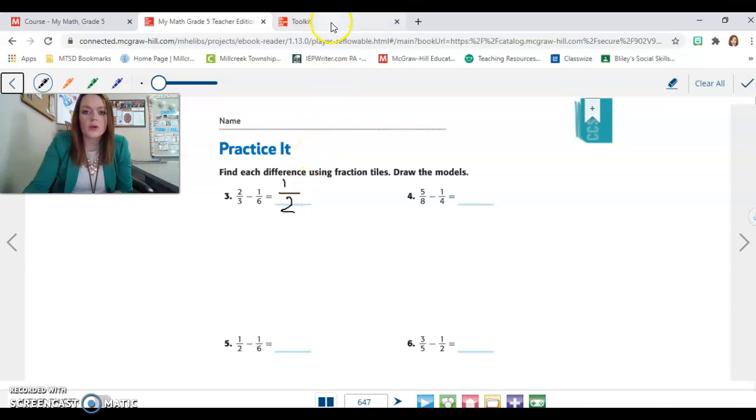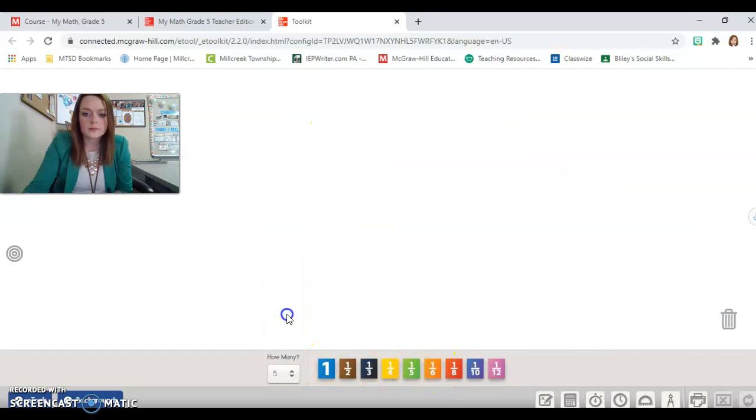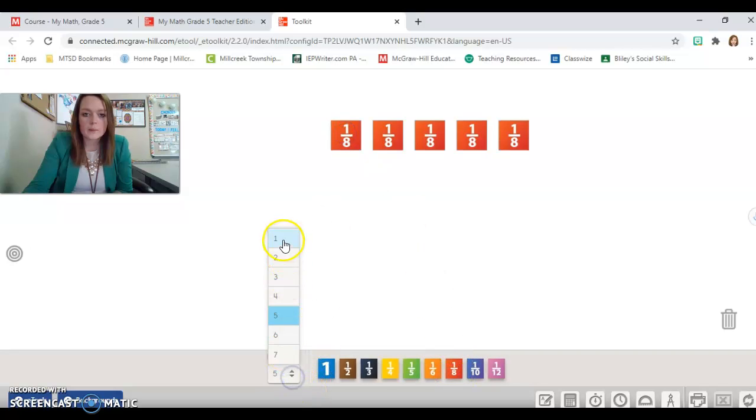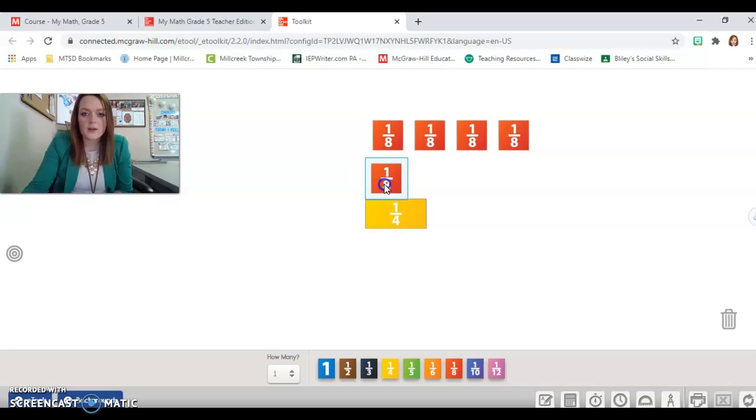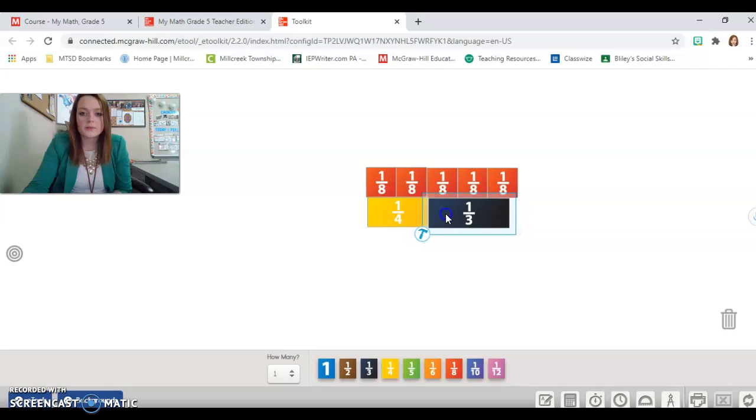We have 5/8 minus 1/4. Okay, so to make this work, you have to line them up side by side. Okay, so let's start with 1/2. Too big. Let's start with 1/3. Pretty similar, but I don't think it works. What do you think? No.